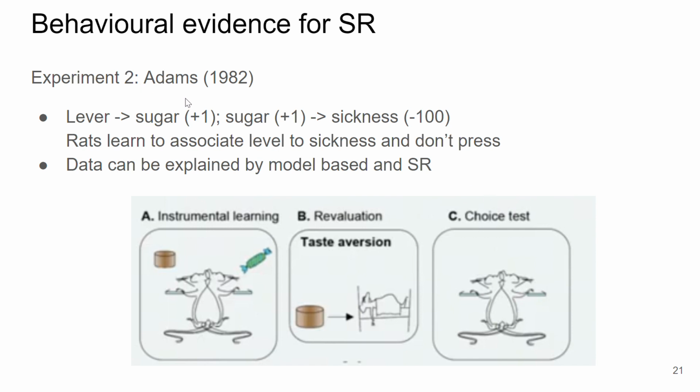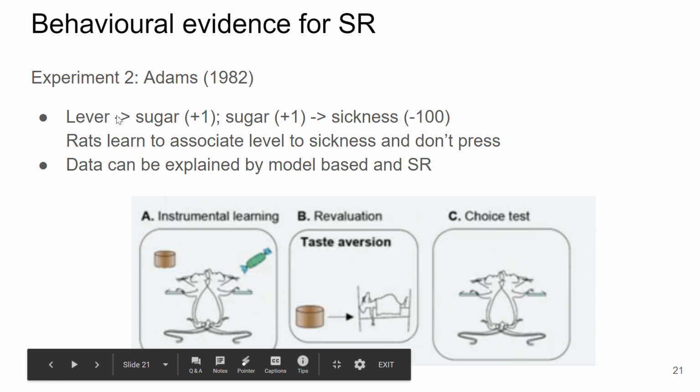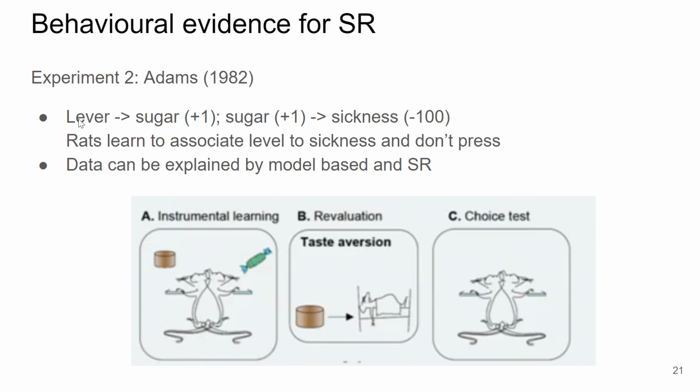And then another experiment where the rat is continuously trained on 2 different tasks. Task number 1 is whenever it pulls a lever, it gets sugar. And task number 2 is it is given sugar and it becomes sick. And this is probably done a few tens of times, and this is again done a few tens of times. And turns out that the rat learns to associate the level of sickness to the lever. So when you put it back in the environment, it doesn't press the lever anymore, because it associates that it would give you sugar and that would give you sickness.